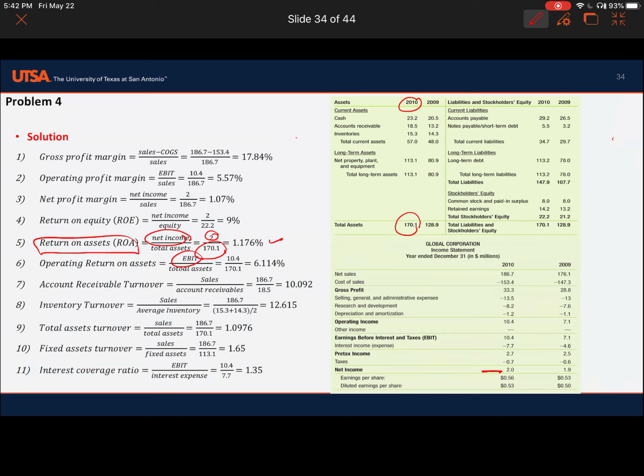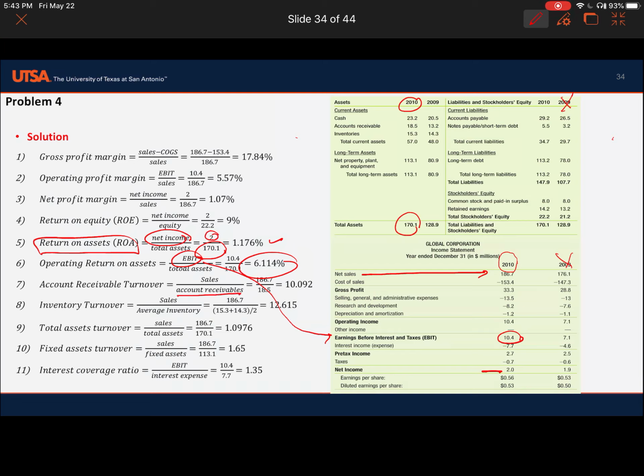EBIT is in the income statement. You will find EBIT here, earnings before interest and taxes, for 2010, not 2009. So for 2010, earnings before interest and taxes is 10.4, over total assets, 170.1. You will get 6%. Accounts receivable turnover is equal to sales over accounts receivable. Sales, where can we find sales? Of course, the income statement. You will go to the net sales, which is 186.7.